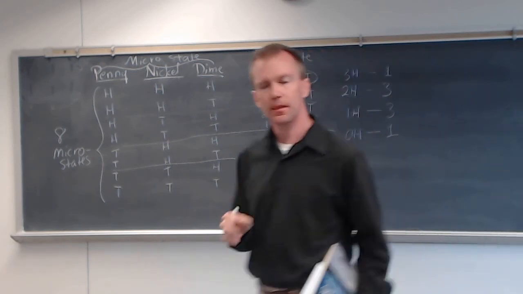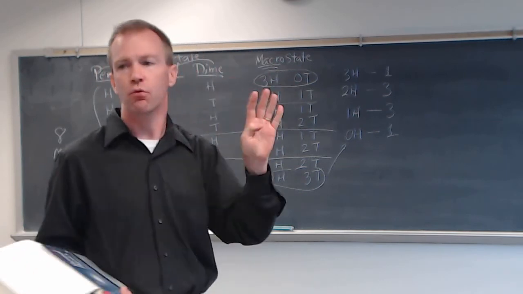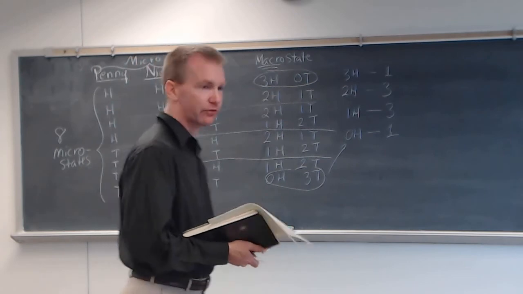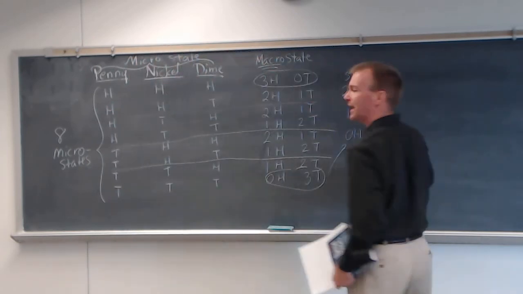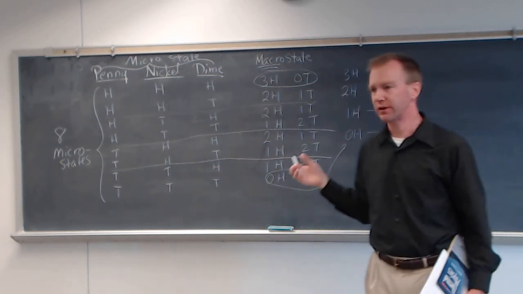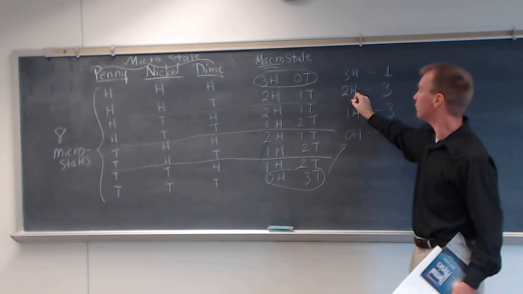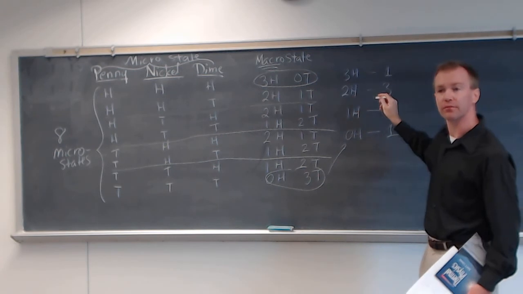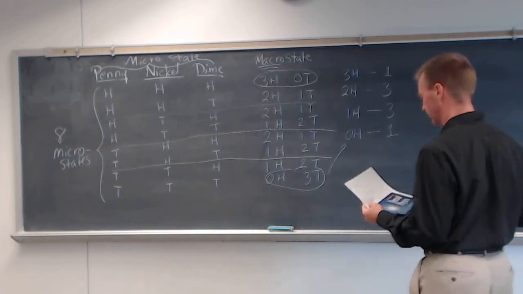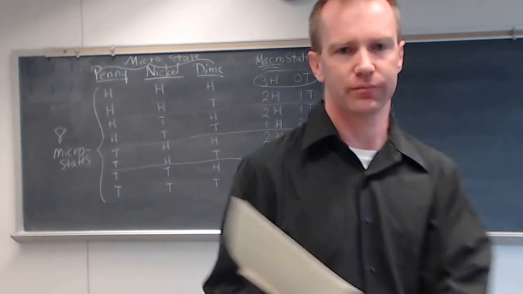Okay. So now I've got one, two, three, four distinct macrostates, and there are eight microstates that go into those. Each macrostate has a different number of microstates that contribute to it. How many ways can we get two heads, for example? Well, there are three different ways. So this is what gets us into the probability. Let me say that I could histogram this. Turn the camera a bit.